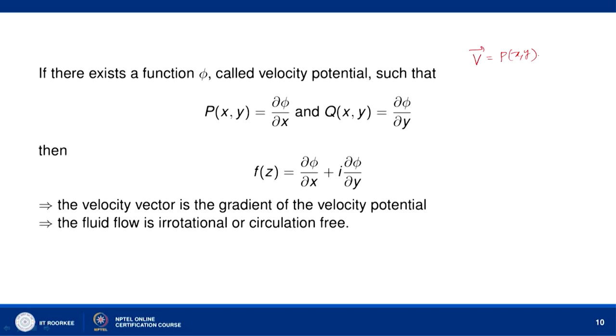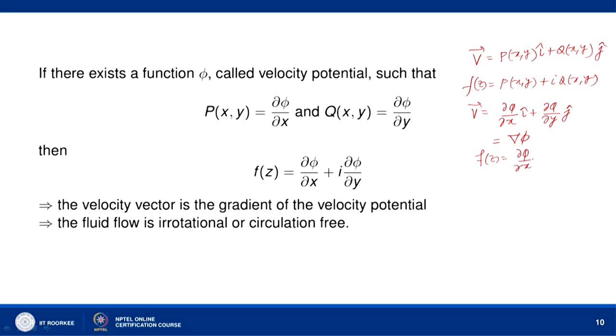because the velocity vector was p(x,y) i + q(x,y) j, which we have written in complex form as p(x,y) + i q(x,y). So p(x,y) is φ_x and q(x,y) is φ_y. So the velocity vector is equal to this, which is nothing but grad φ in two dimensions. And the equivalent form of this is f(z) equal to this. So the velocity vector is the gradient of the velocity potential.